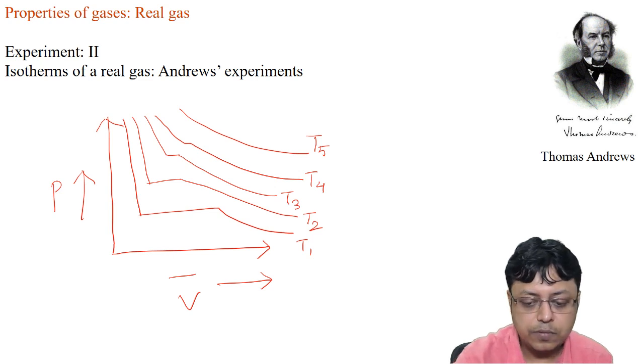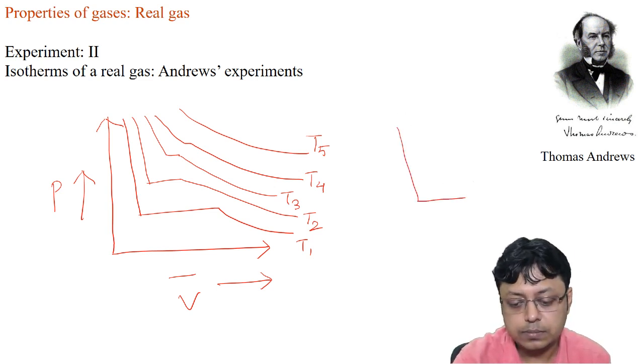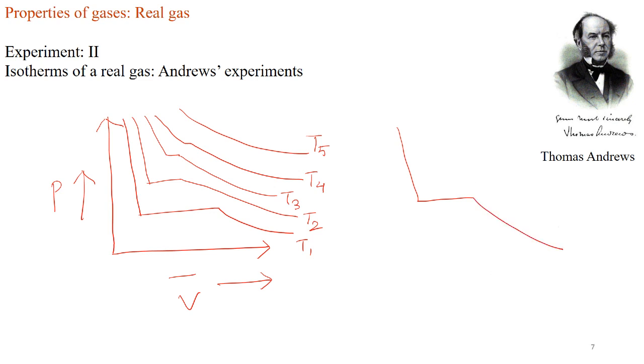Now let us first talk about the isotherm at T1. Now look at the shape of this curve. Let us also label the entire curve as A, B, C, D. Let us first look at the region which is the CD region.